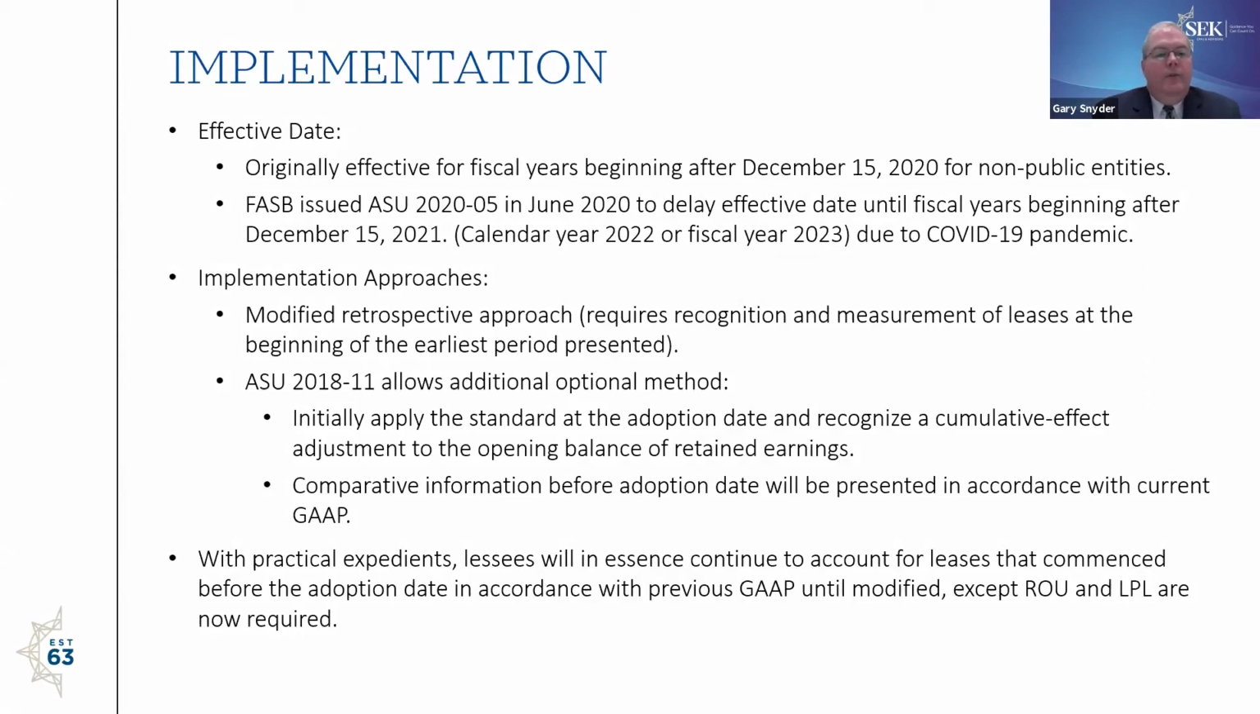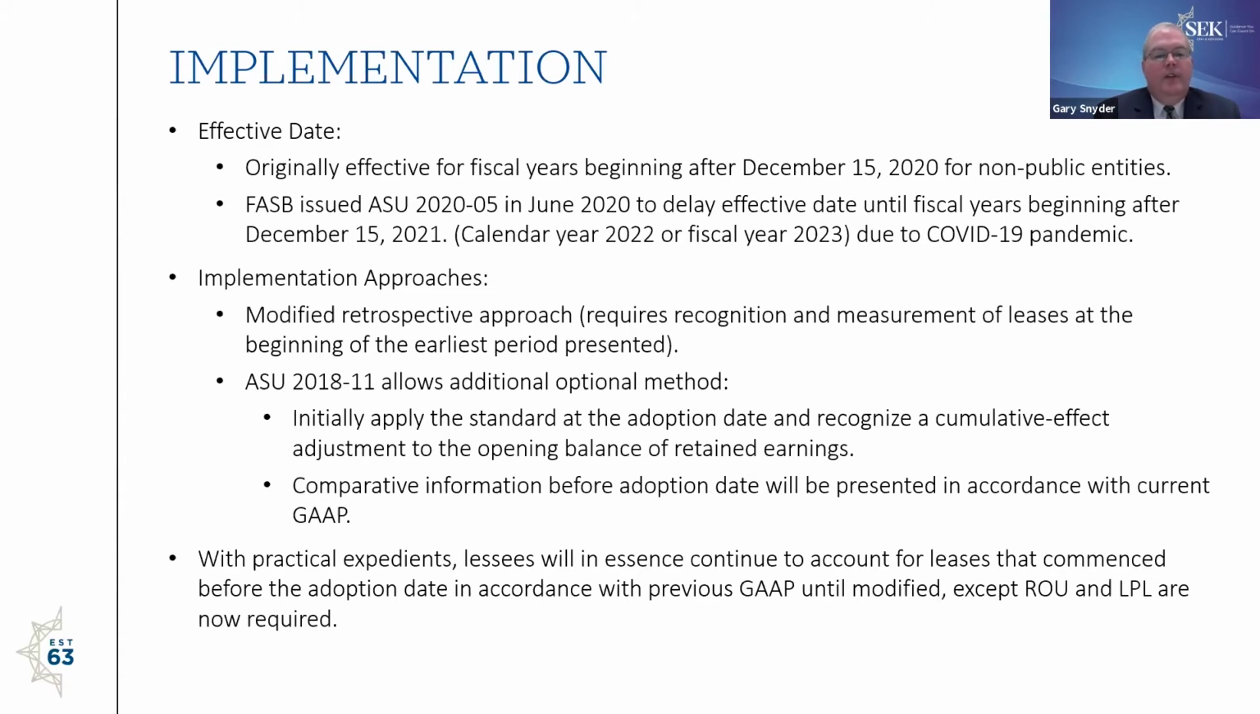It does allow two different approaches. There's a modified retrospective approach, which requires recognition and measurement of leases at the beginning of the earliest period. However, another ASU was issued that allows another optional method. And again, this was just to ease the transition and get it on the balance sheet.